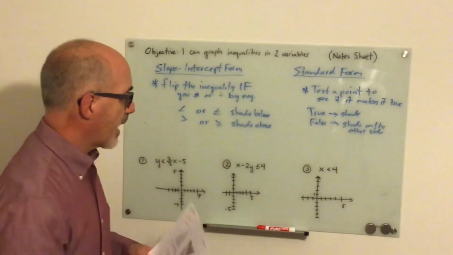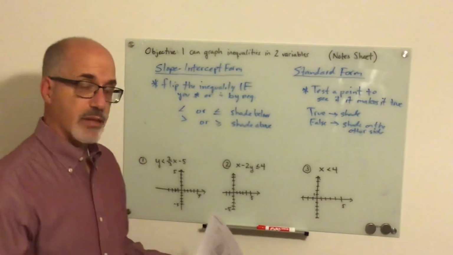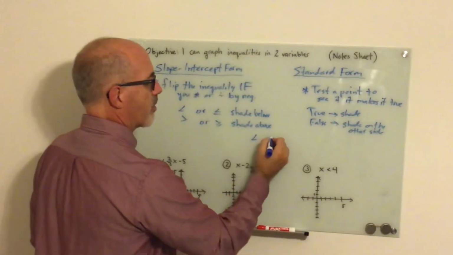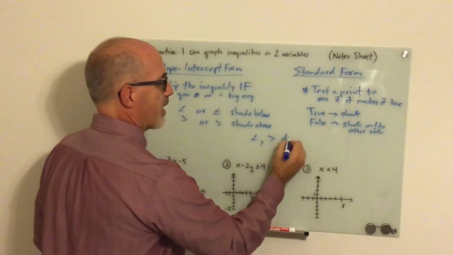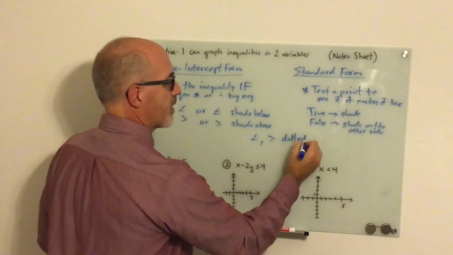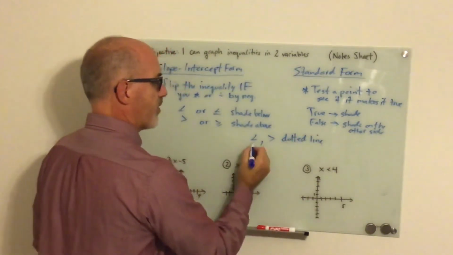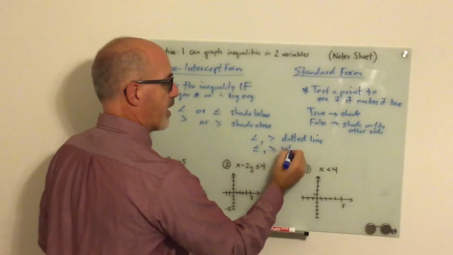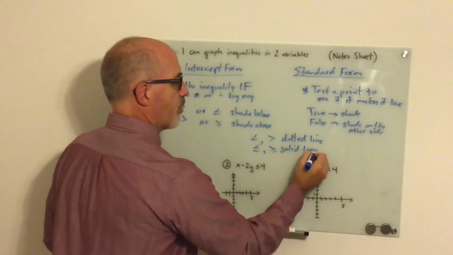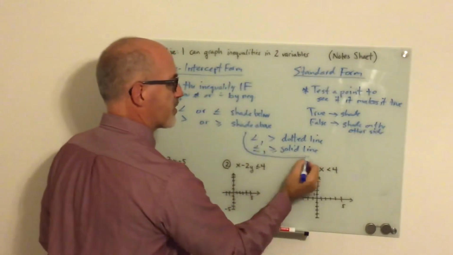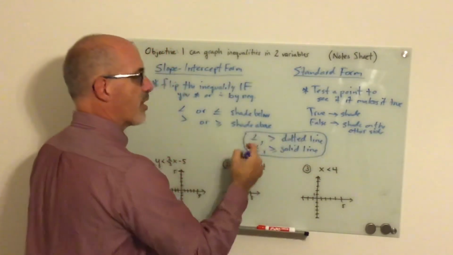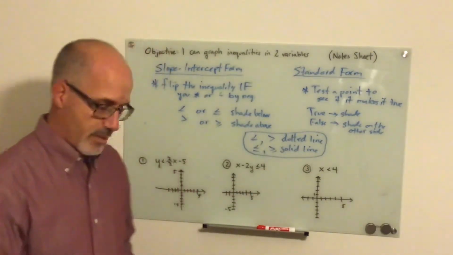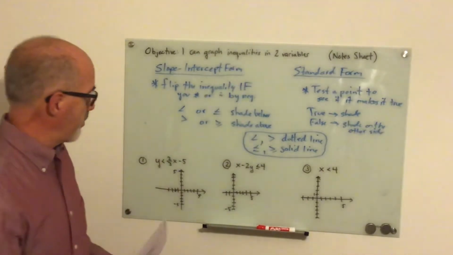Okay, now the last thing. I mentioned this verbally, but let's write this down. If you have a less than or a greater than, you're going to do a dotted line. And if you have a less than or equal to, greater than or equal to, you're going to do a solid line. Just like we did with open dots for this on the number line, and we had closed dots when we had the or equal to on the number line. Let's try these examples down here.